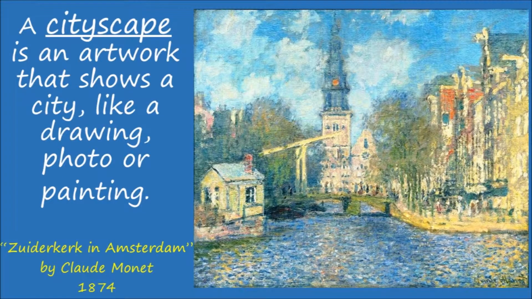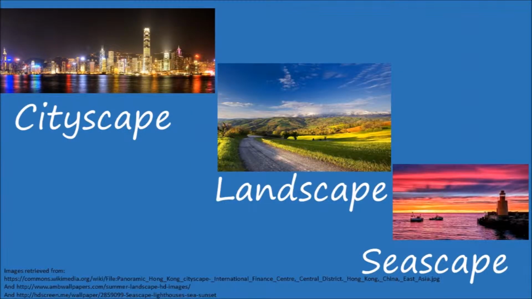Let's talk about what a cityscape is. A cityscape is an artwork that shows a city. It could be a drawing, a photo, or a painting. This is a painting of a city by Claude Monet. A cityscape is different from a landscape and a seascape, which are also big pictures of a scene. A cityscape always has buildings.